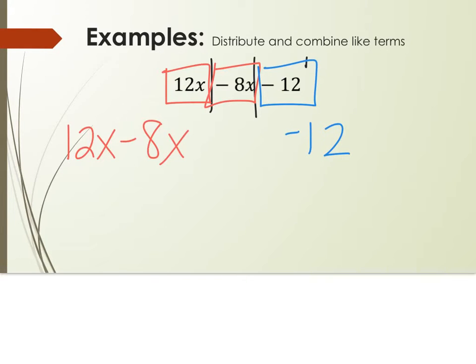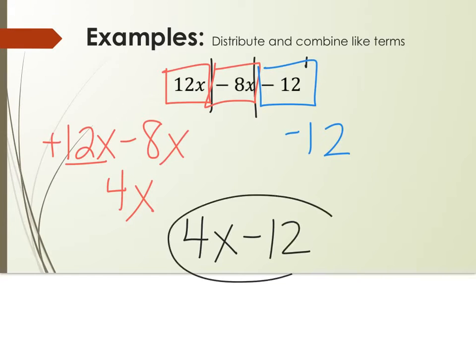When you combine the 12x and the negative 8x, you have a positive and a negative, so different signs subtract. 12 minus 8 is 4. 12 is the bigger number, so we'll keep it positive, and we need to make sure we keep the x. And you just bring down the negative 12, so your answer is 4x minus 12.